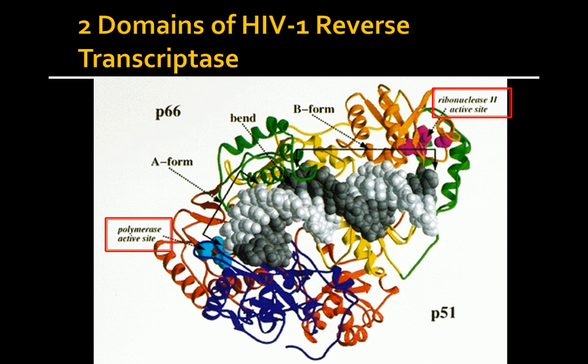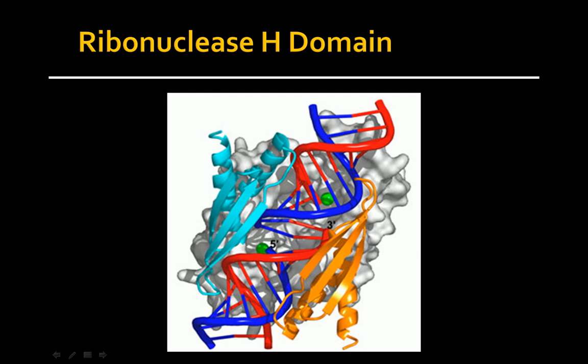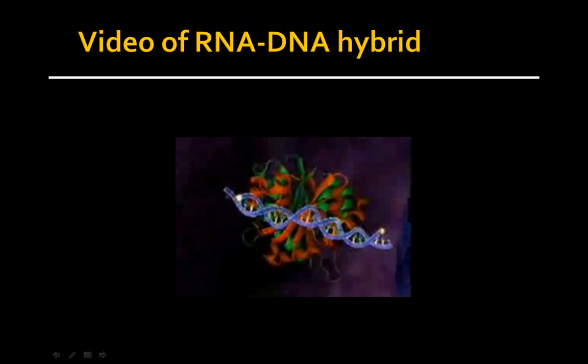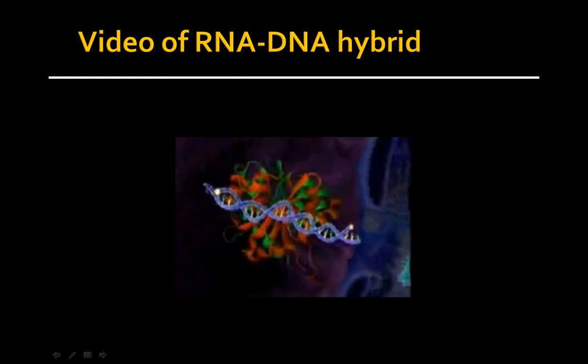RNA-DNA complex. The ribonuclease H domain then breaks down the RNA, so the single-stranded DNA can return to the polymerase domain, where it will become a double-stranded DNA. The viral DNA gets incorporated into the host DNA.